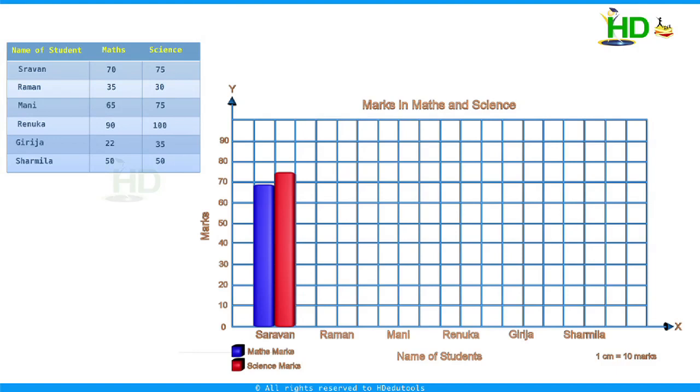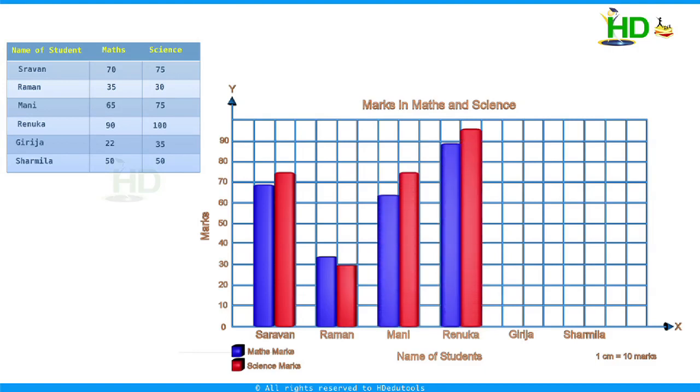Similarly, Raman got 35 in maths, 30 in science. 35 by 10 is 3.5, 30 by 10 is 3. The height of the maths bar is 3.5 and the height of the science bar is 3 centimeters. Like this, draw bars representing maths marks and science marks side by side for every student. Now this kind of representation of data is called a double bar graph.